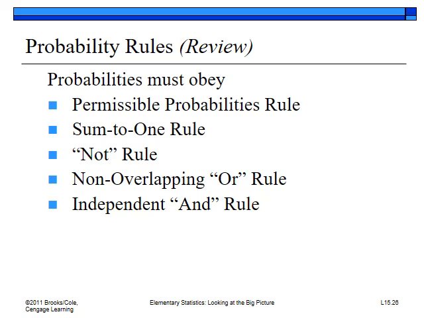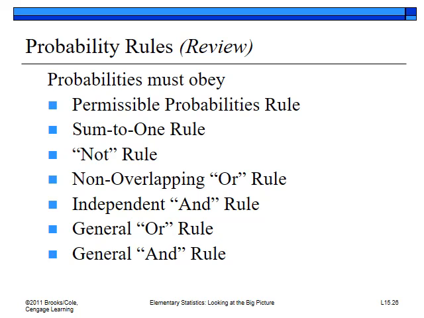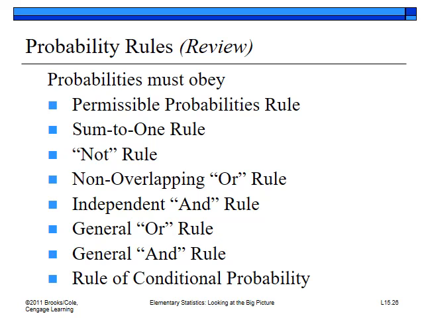We have the independent and rule, which says that if 2 events are independent of one another, the probability of both occurring is the product of the probabilities. We generalize the or rule to take into account events that are not mutually exclusive. And we talked about a general and rule, which is how we compute probabilities for 2 events which might be dependent. Finally, we talked about the rule for conditional probability, which is derived from the general and rule.